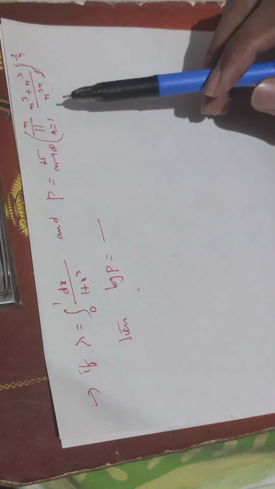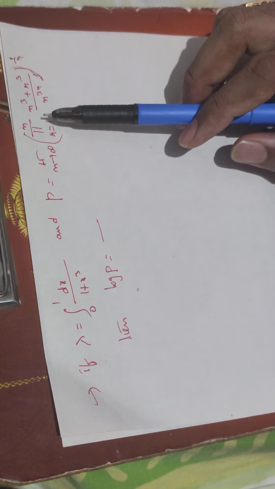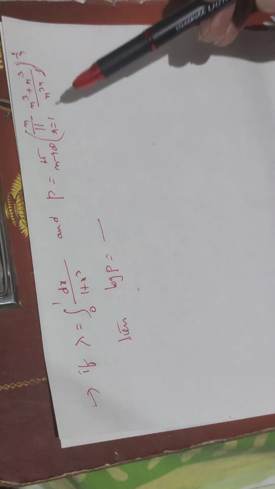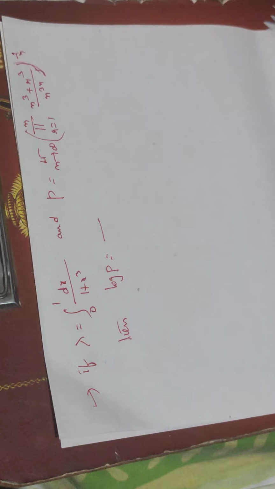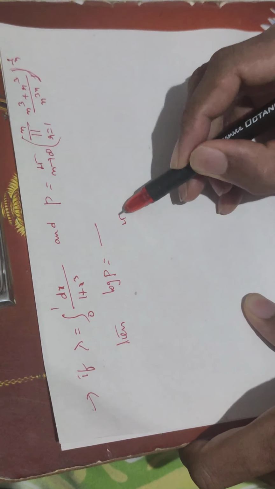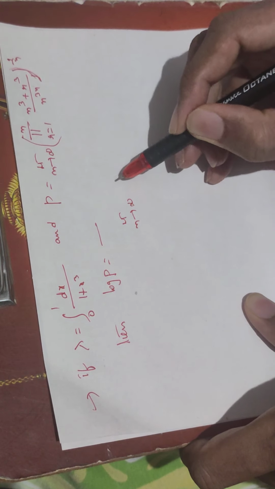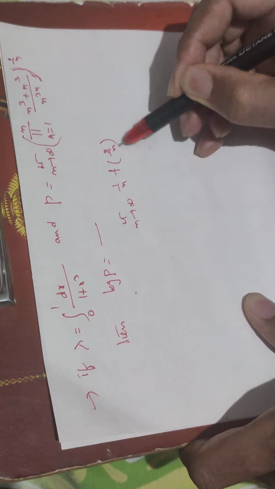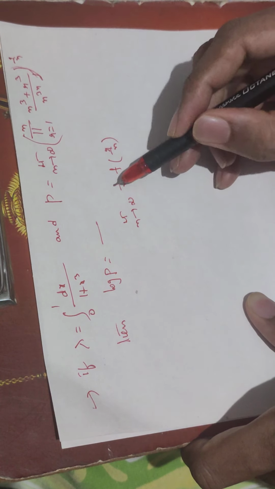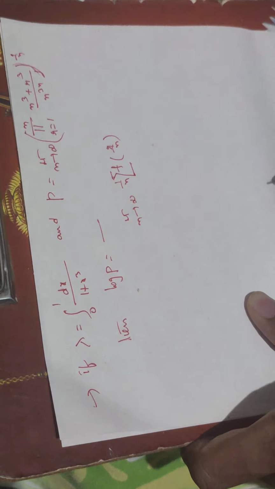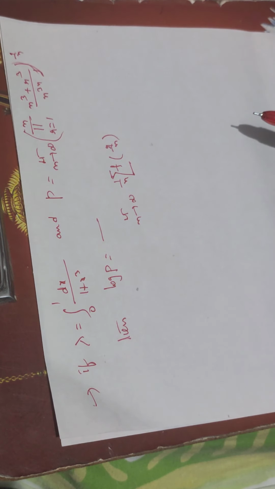So here one property is there. This is a problem based on the limit of the sum as the definite integral. So what is that property? Limit n tends to infinity 1 by n into sigma f of r by n.